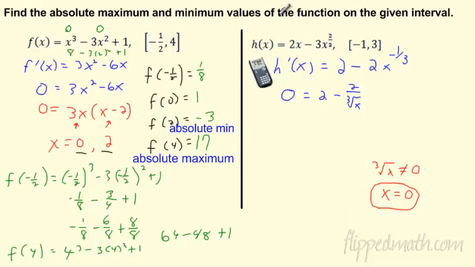So we're going to say, all right, how do I get x by itself? Well, you can subtract these 2 from both sides. So you're looking at negative 2 equals negative 2 over the cube root of x. Whoops, I put the wrong thing in there. Whoa!